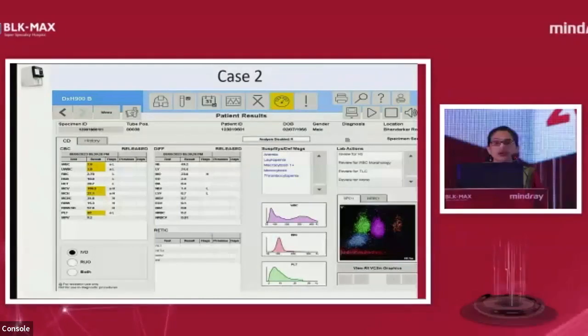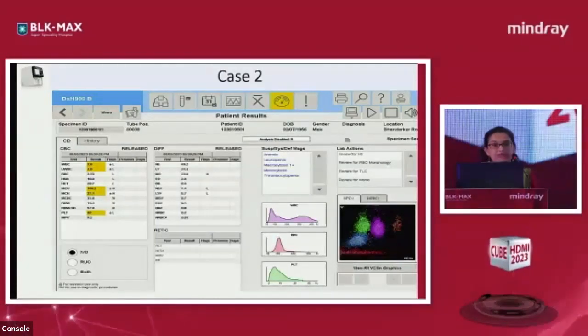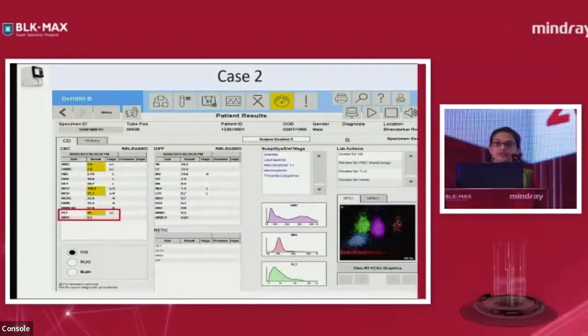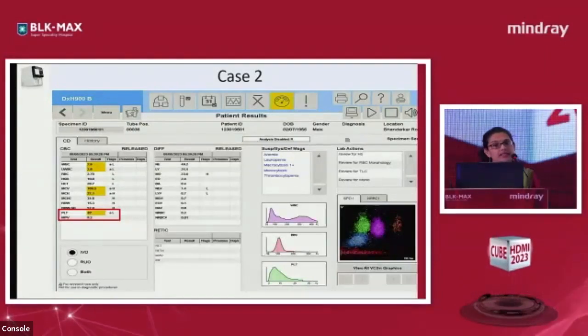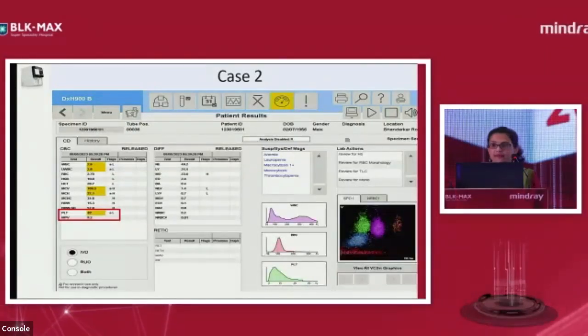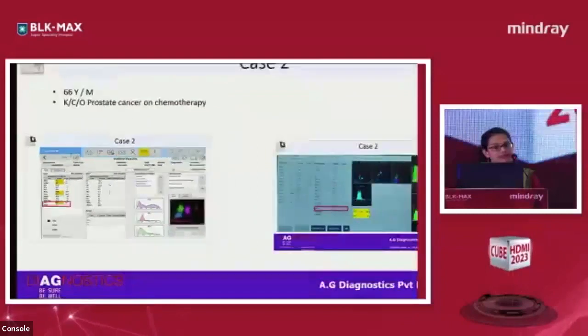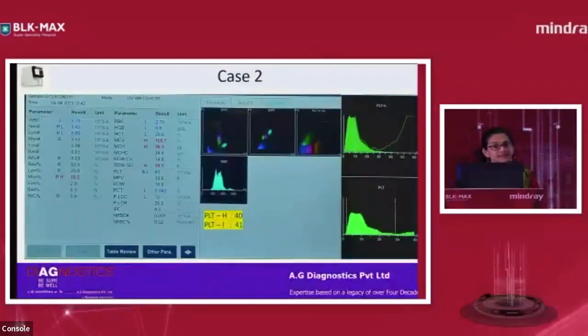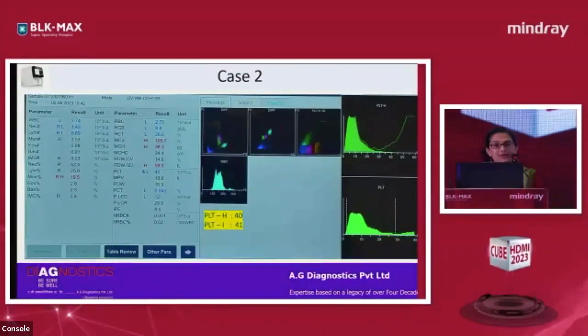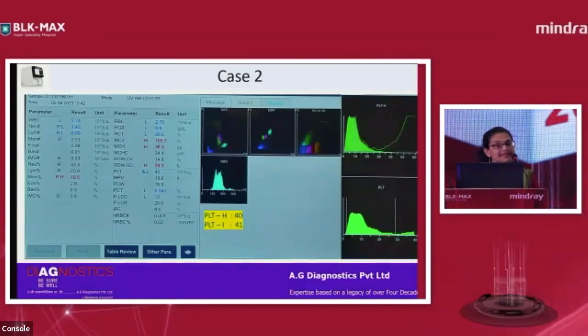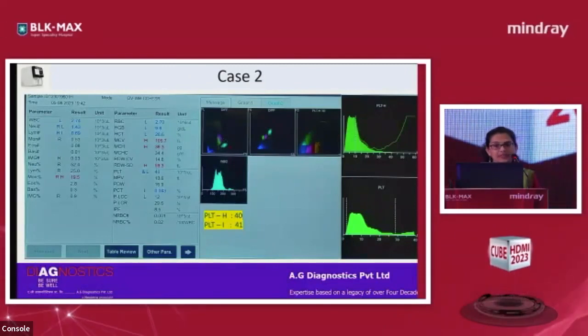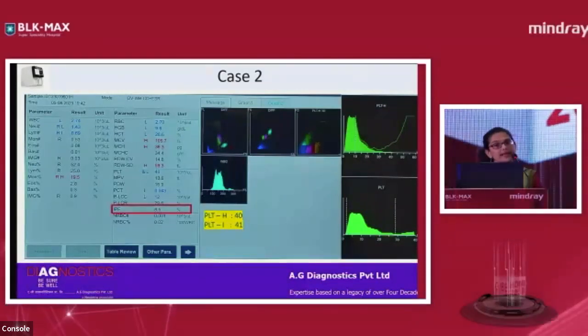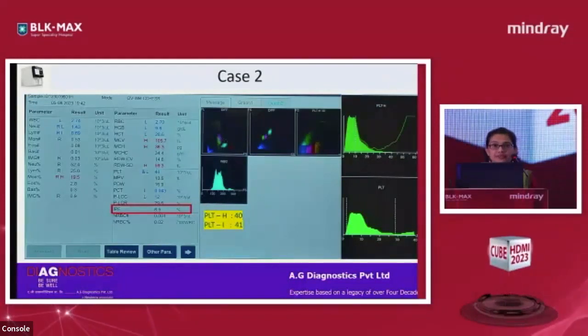This is the run on our DXH 900, which showed a platelet count of 40,000. There was no review flag by impedance method. We ran it on the BC 700. Again, we got a platelet count: platelet H 40,000, platelet I 41,000, so correlating, and the IPF was 8.5%.